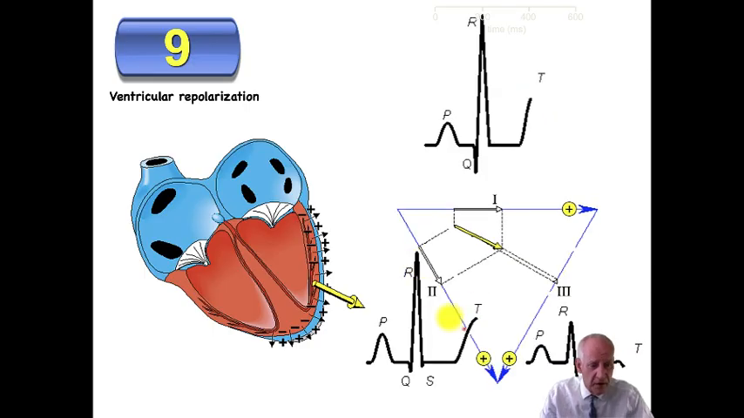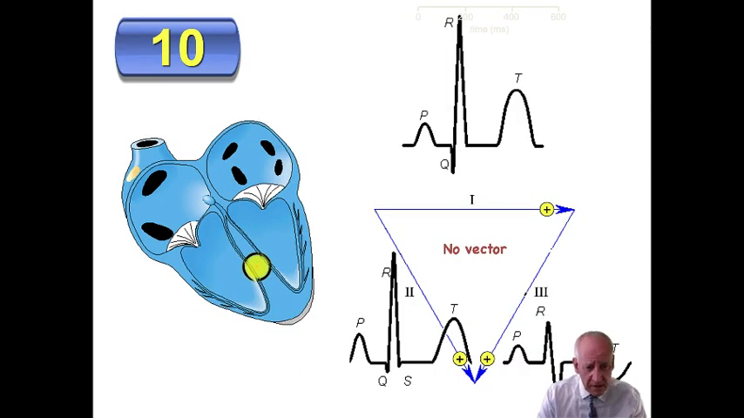Lead 2 would also record a positive deflection as the T wave. And lead 3 would record a slight negative deflection as the beginning of the T wave. And finally, the ventricle becomes uniformly repolarized. The atria and the ventricles are now fully repolarized, and we return to isoelectric.